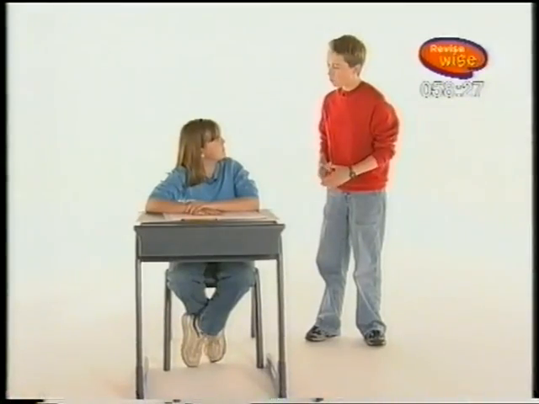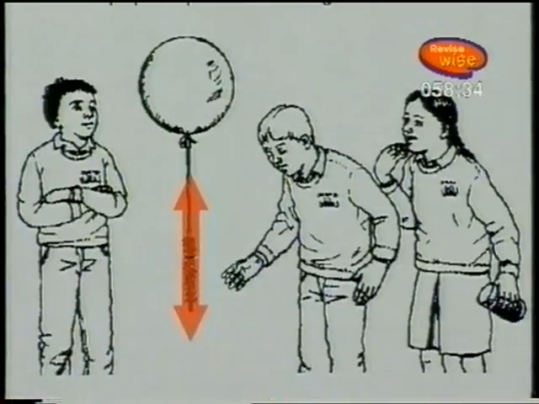Brilliant. Now, what would happen if we added an extra paperclip to the string on the balloon? Well, the force of gravity will get bigger, and the down team will get bigger than the up team. So the balloon will go down until something stops it, like the floor. Fantastic.